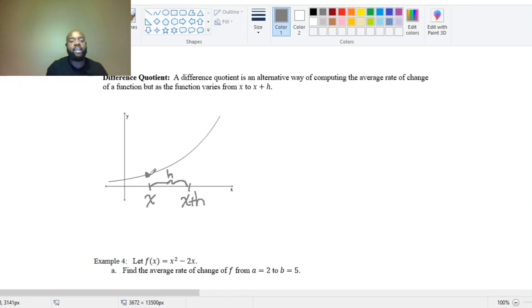And so if I get my points here, and this is y equals f of x, then when I plug it into my function, I get my y coordinate. This is going to be f of x, and the y coordinate here is going to be f of x plus h.